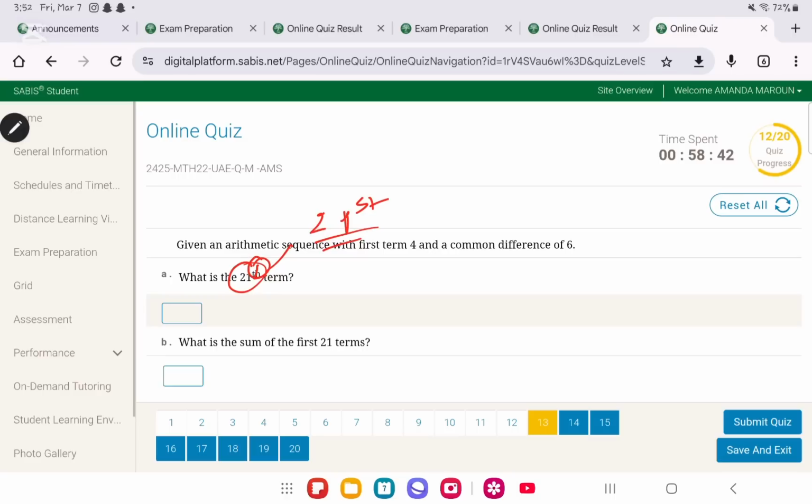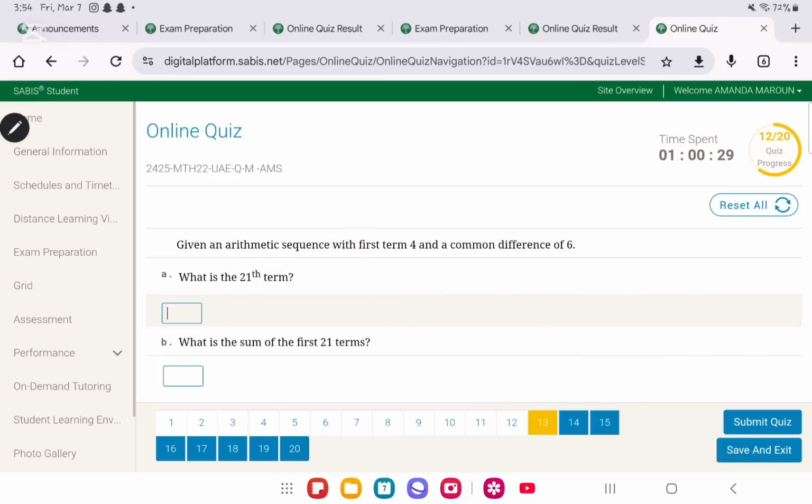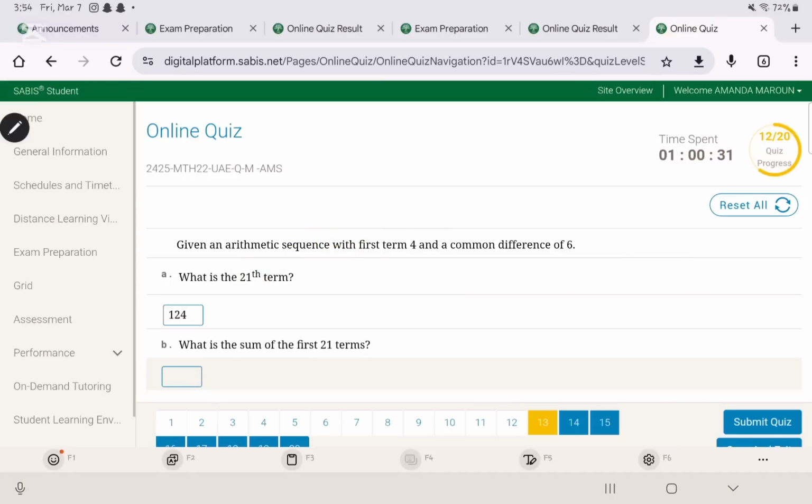So very simply, to find the 21st term, it's going to be A21. It is equal to A1 plus n, which is 21, minus 1 times the common difference d. So A21 is equal to A1, which is 4, plus 21 minus 1 times the common difference d, which is 6. You put it on the calculator, you will get an answer of 124.